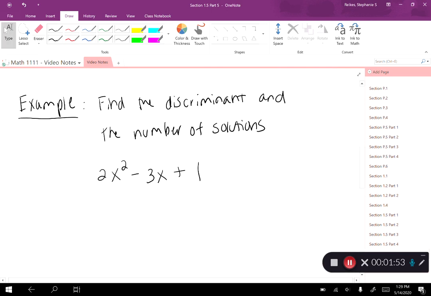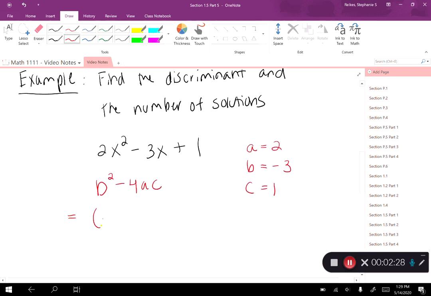Let's take a look at the following example. Let's find the discriminant and the number of solutions the following quadratic equation has. So, my formula for the discriminant says to compute b squared minus 4ac. First thing we need to do is find what is a, what is b, what is c. So over on the side of my paper, I have a is going to be 2, b is going to be -3, and c is equal to 1.